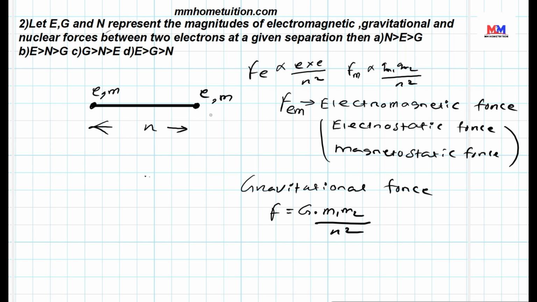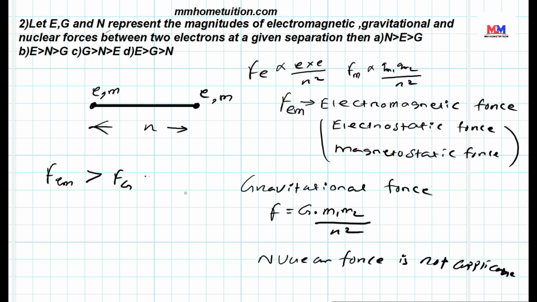So maximum is electromagnetic force, then gravitational force, then nuclear force. Nuclear force is negligible for electrons; it is not applicable here. So maximum is electromagnetic force, next is gravitational force, next is nuclear force.